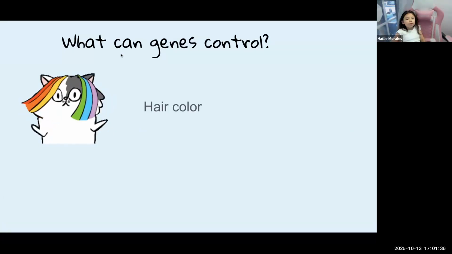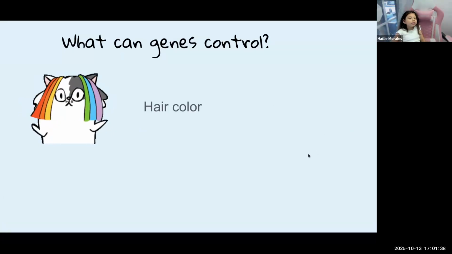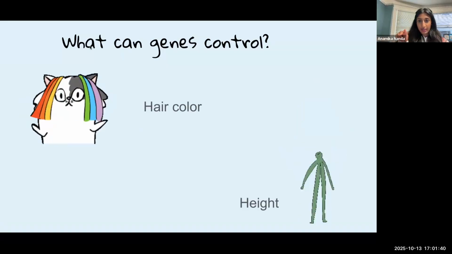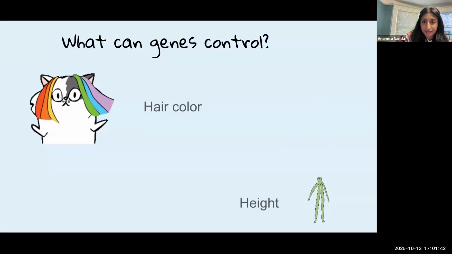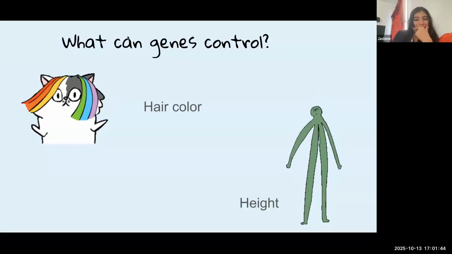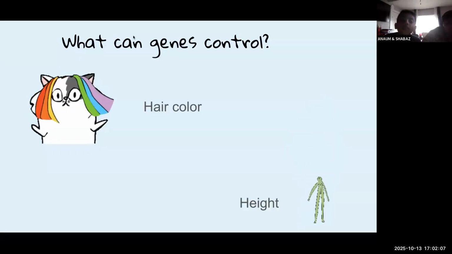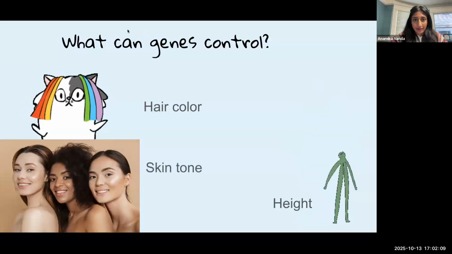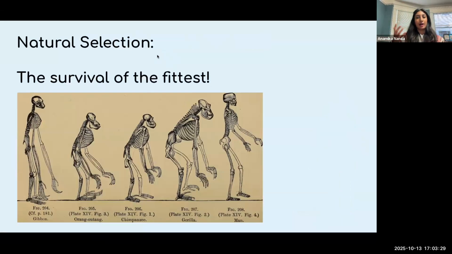Haley? How big you are? Yes. Height. Great point. Jasleen, what do you think? Hair type. Yes. Your skin color. Exactly. Perfect, guys. You nailed it. So now that we've talked about genes and these traits, we're going to learn what natural selection is.